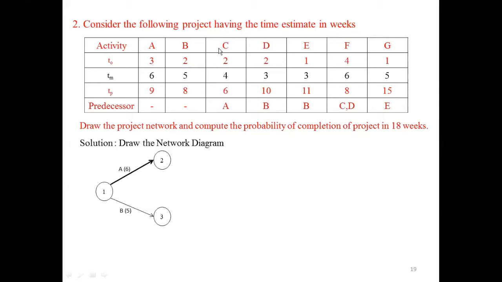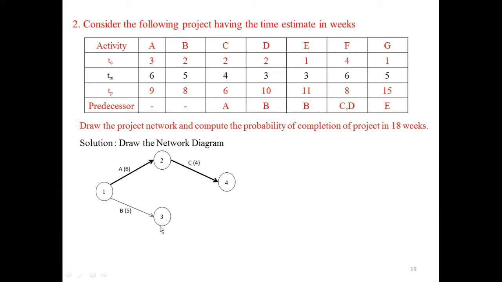Then for activity C, they've given the predecessor as A. That indicates activity C, you have to represent in front of A. In front of A means it is in front of node 2. That means you have to construct node 4, draw an arrow mark, and represent it as C of 4. It means activity C, you have to write in front of A, and corresponding to activity C, the time is 4. Here in brackets you have to write 4. Then for D, you have to write in front of B.